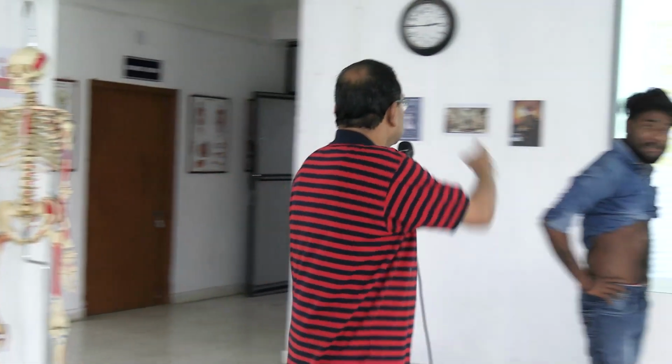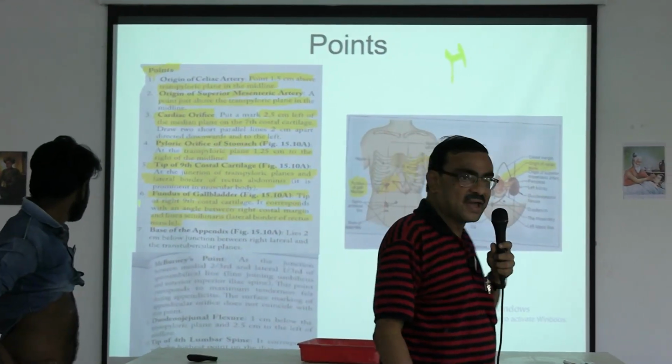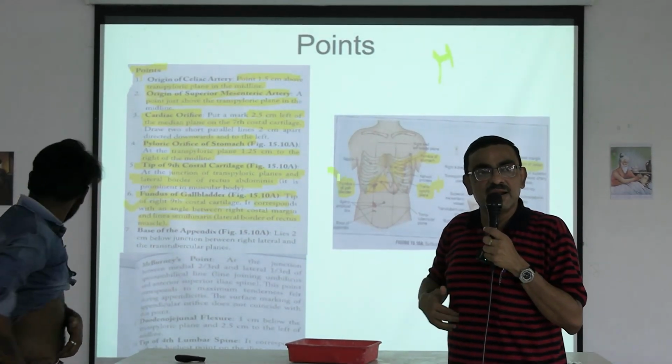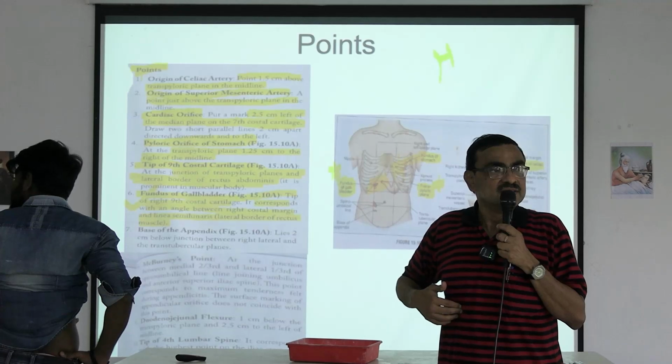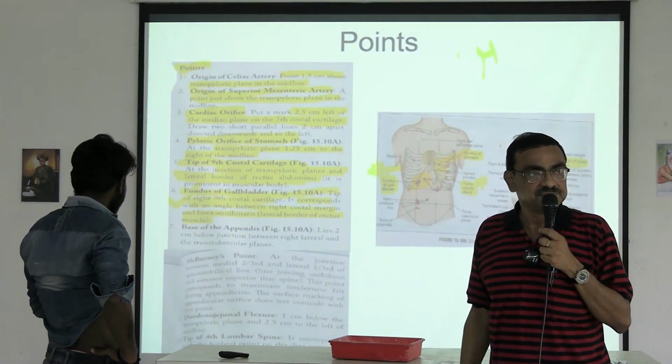So this is the ninth costal cartilage, and this is also the point of the fundus of the gallbladder. So number 6 is already covered. That means the fundus of the gallbladder is the same point, the tip of the ninth costal cartilage.